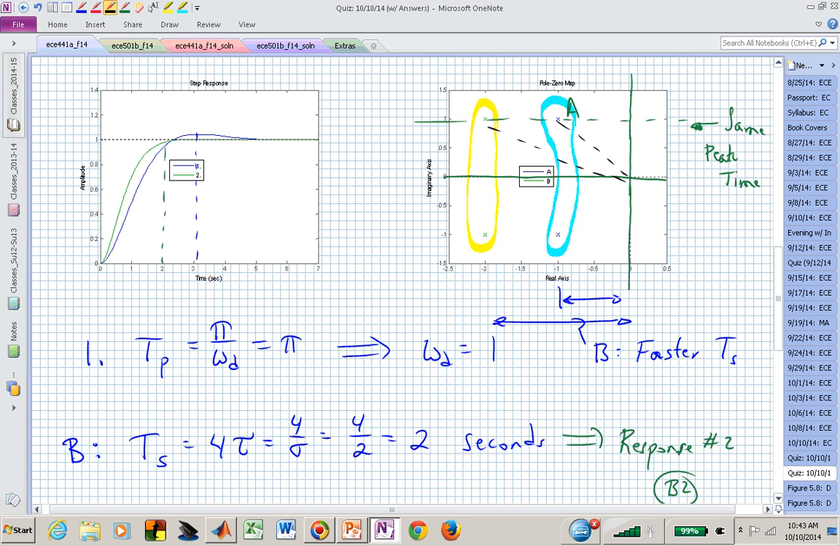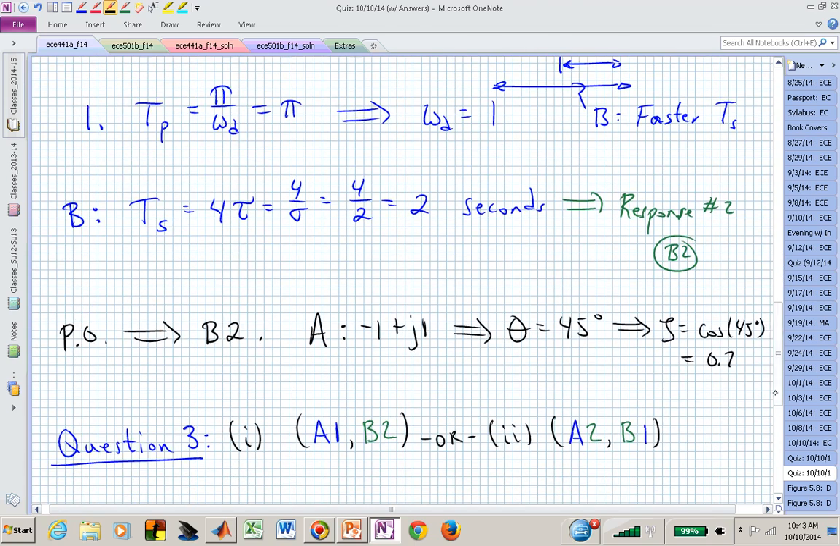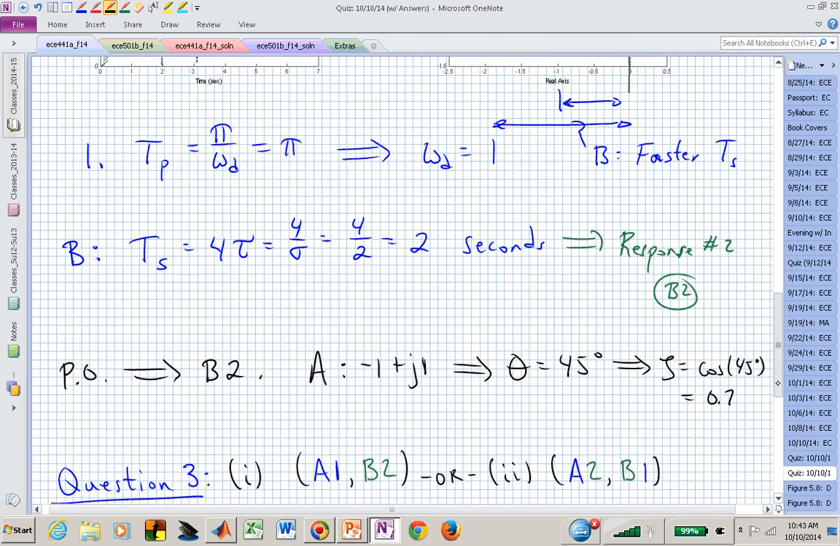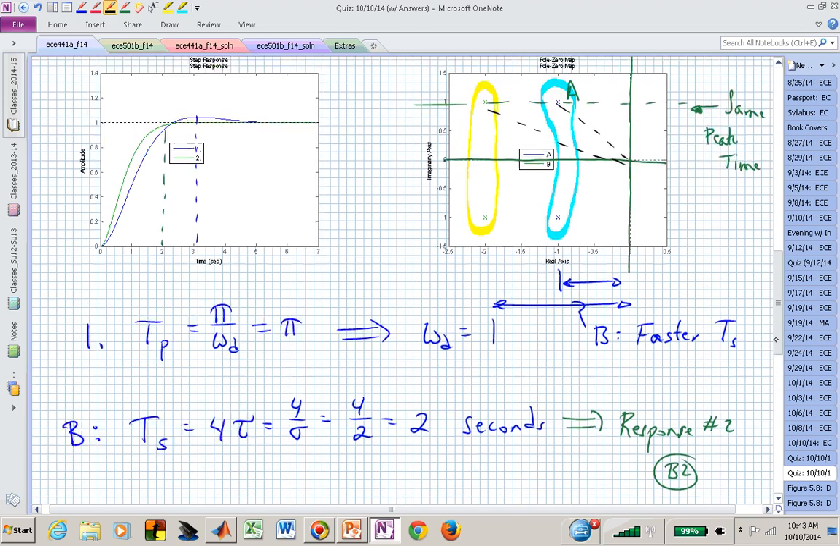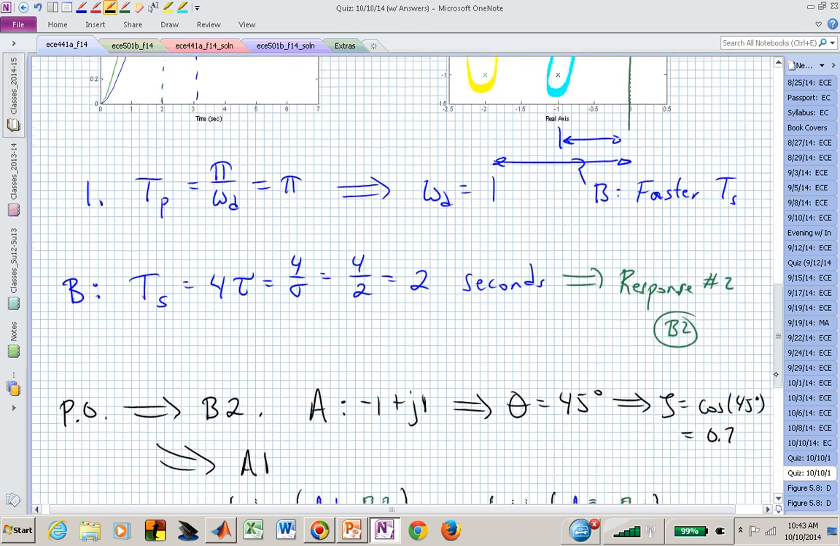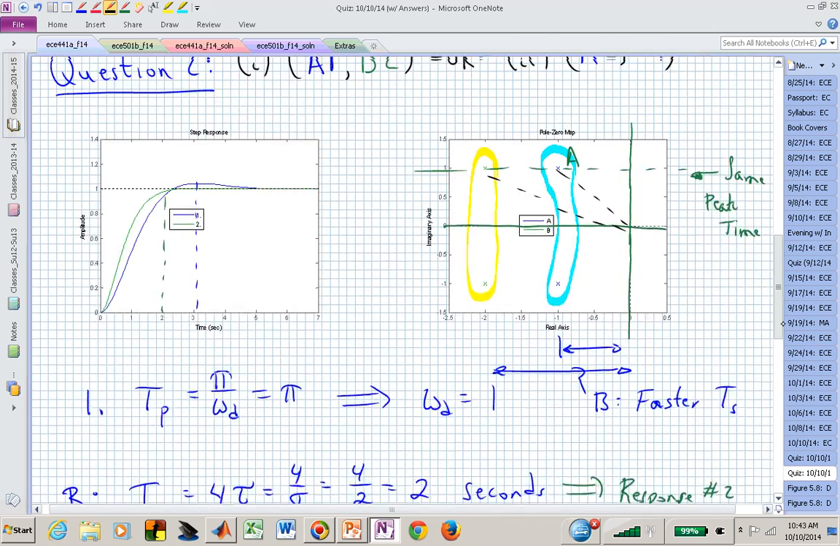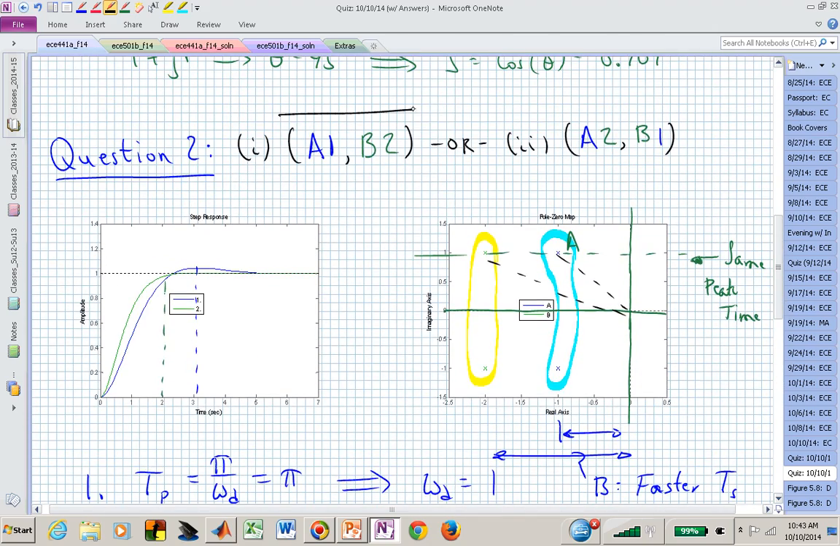Response number 2 doesn't even give us any overshoot. Response 1 does. So this particular result on percent overshoot would seem to pair up pole pattern A with response trajectory number 1. And so now we're looking at B2, A1 for the answer for question 2. And that's now response 1 for question number 2.